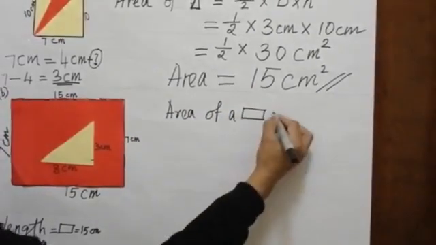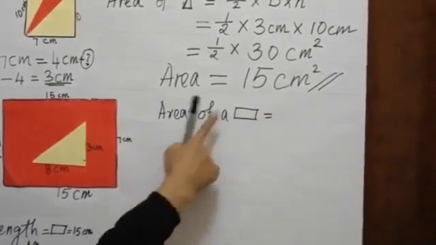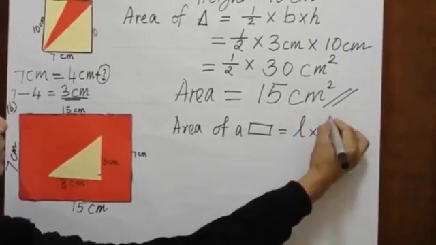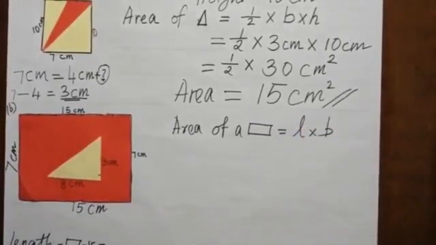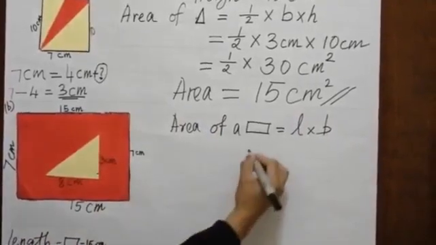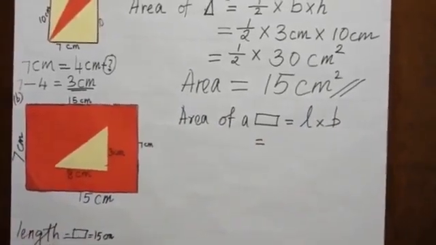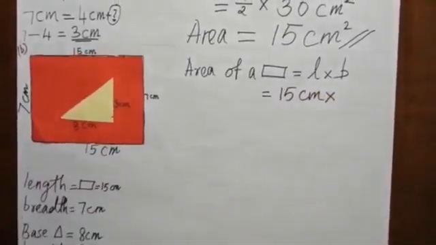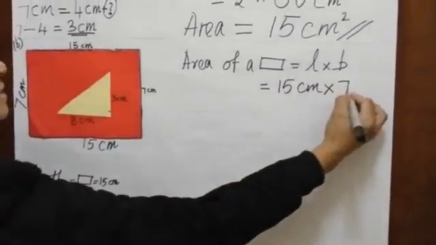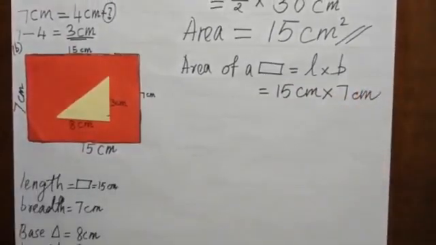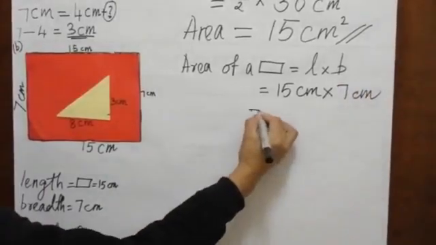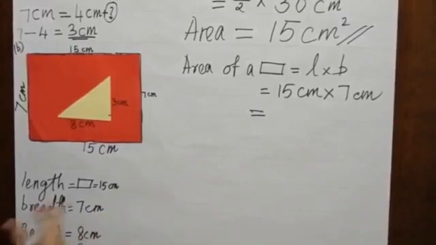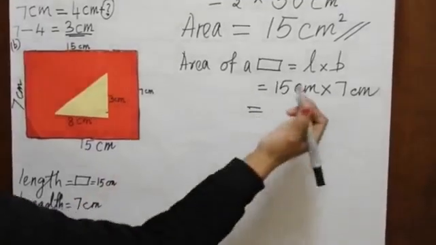What is the equation to find out the area of a rectangle? It should be length multiplied by breadth. Now apply the numbers. Length is equal to 15 centimeter multiplied by breadth is equal to 7 centimeter. Now 15 multiplied by 7. You can take the notebook or rough page to do the working on the side and find out the answer. Here I will write it for you.